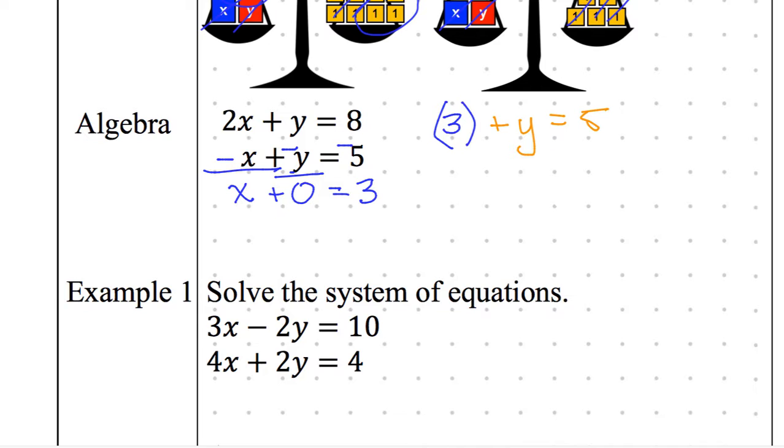Quiet raised hand to solve for y. Easy XP here. What am I going to do to both sides to solve for y? Jose? Minus 3 on both sides. So therefore, y is equal to, there it is. Thank you. You can turn in your card.